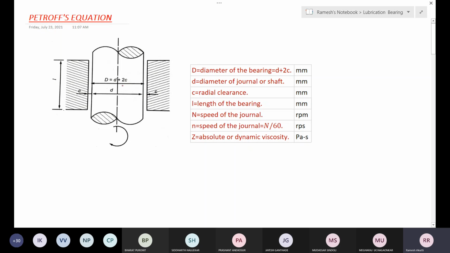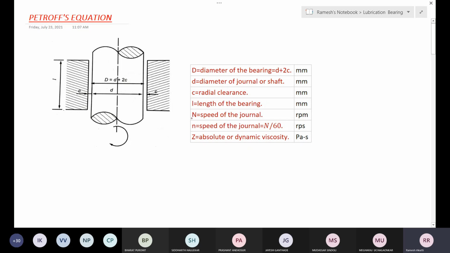To find the diameter of the bearing, the diameter of the bearing is from this point up to this point. Therefore it is small d plus c, and here also we have a radial clearance, so it will be d plus 2c. The radial clearance and diameters are both in mm, and L is the length of the bearing, which is rotating.